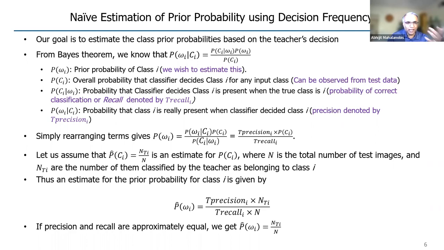the probability that the classifier decides class I, if you have n test images, is simply the number of times it decided class I, divided by n, right? So a naive estimate is just given over here. It's the ratio of the precision and recall multiplied by the ratio of the number of times you see the decision in favor of class I out of the n test images. And if precision and recall are approximately equal, then an estimate of the prior probability is directly just the percentage of times the classifier calls in favor of class I. And this is a very naive estimate. It doesn't really take into account any of the joint probabilities of making errors, or how the errors across the different classes are correlated or dependent on one another. But it's an approach.